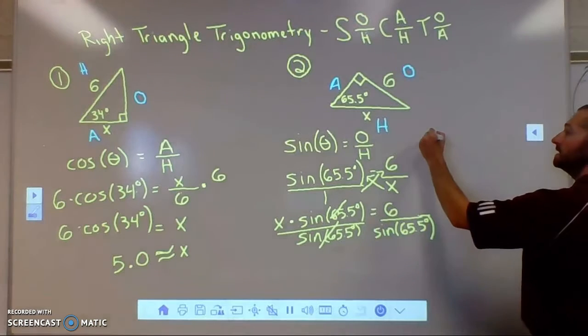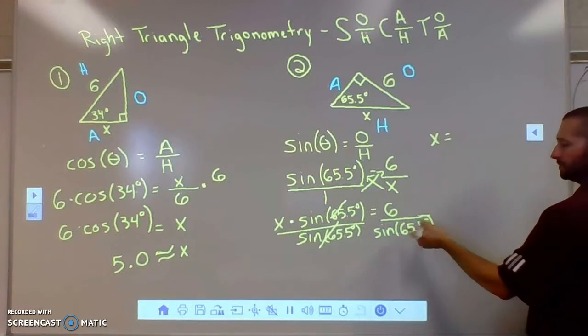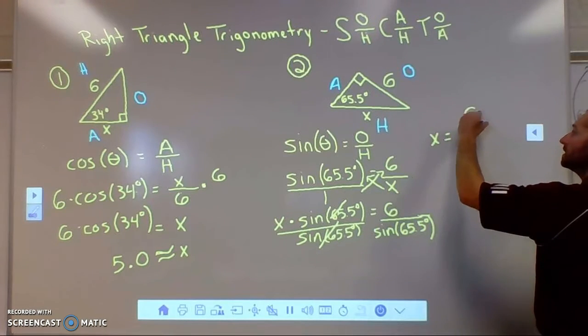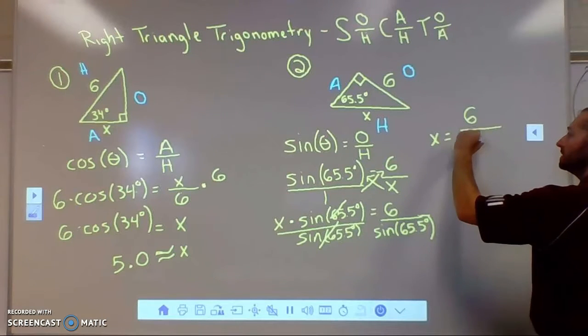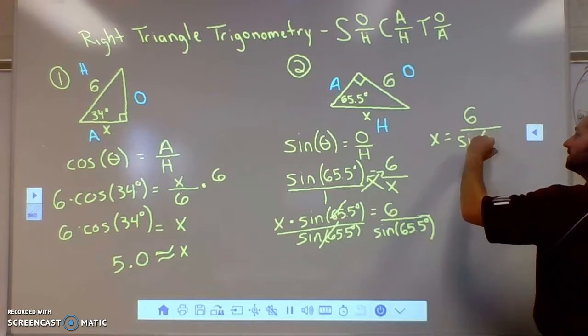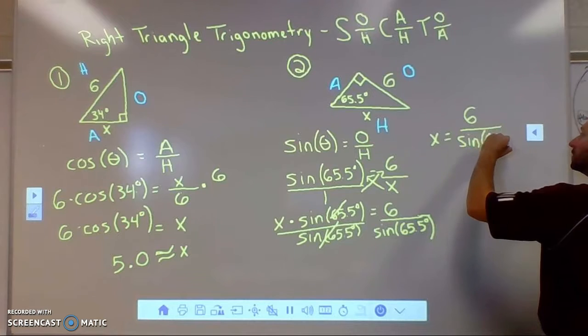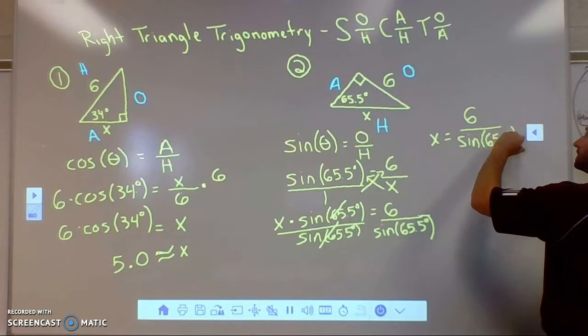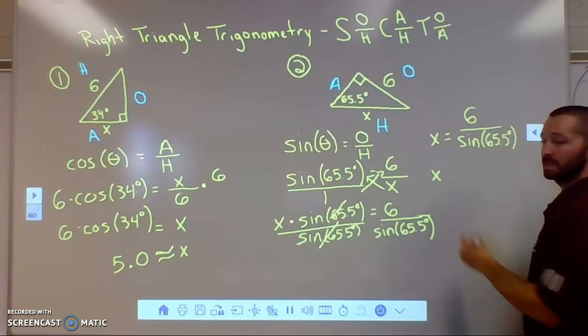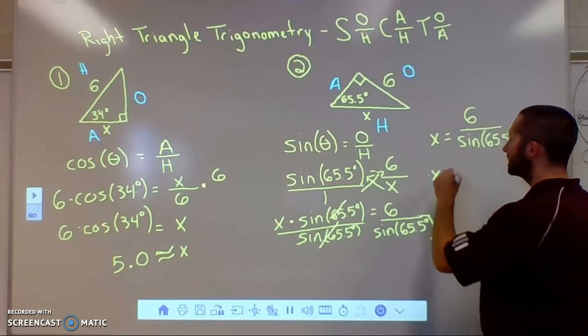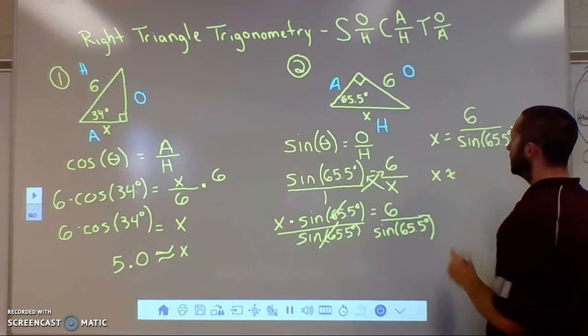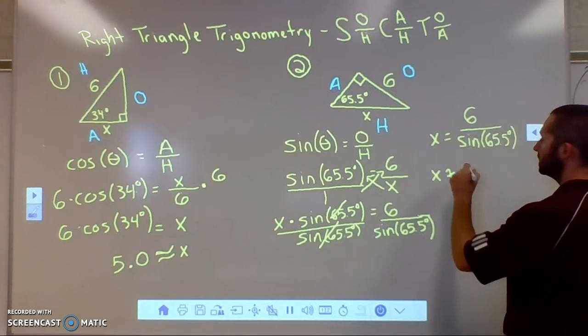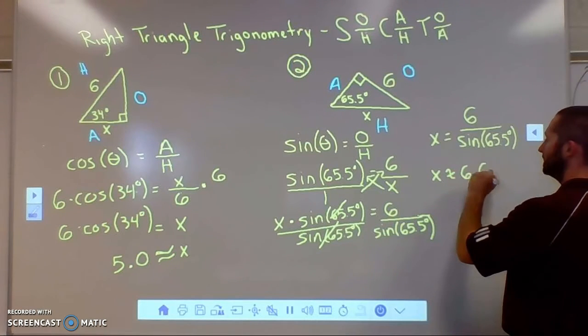Okay, so x is equal to 6 divided by the sine of 65.5 degrees, or in physics, like I said, we like the decimals. x is approximately equal to 6.6.